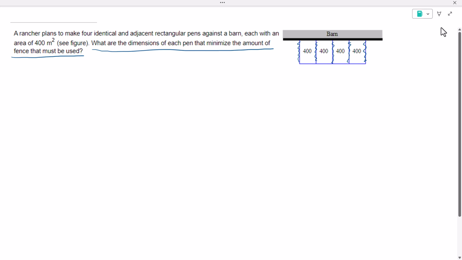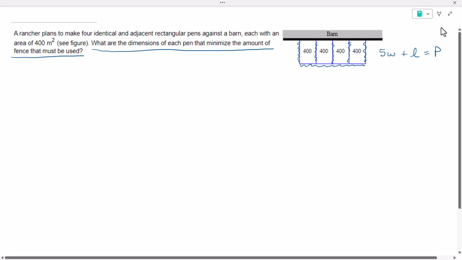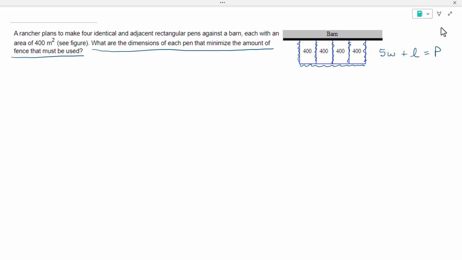We can call those widths. So 5 widths, and then we can call this long one here a length. And that would be the perimeter, if you want to call it that, of fence being used for these pens, because this side doesn't need any fencing, sitting up against the barn. All right, so this is the thing that we're going to try and optimize.